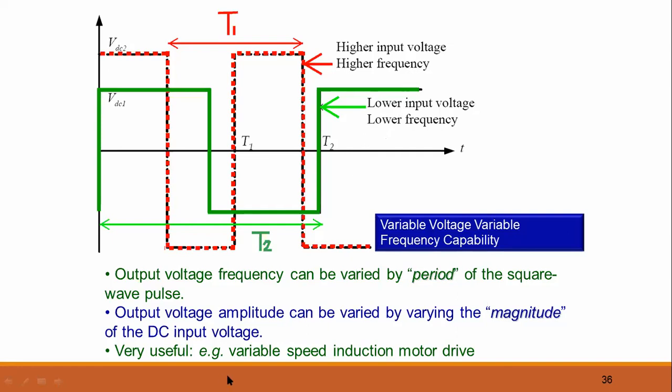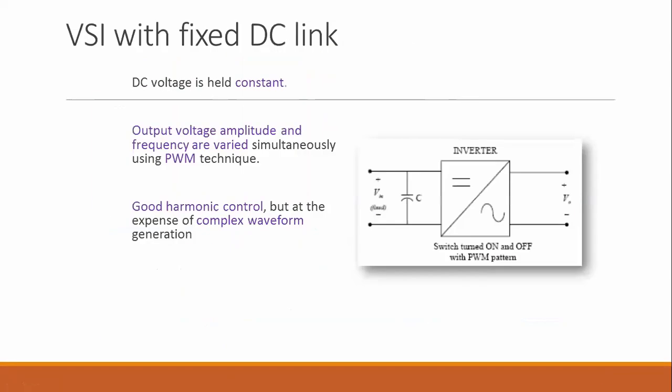So the output frequency can be varied by the period of the square waveform pulse. Output voltage amplitude can be varied by varying the magnitude of the DC input voltage. This is very useful for variable speed induction motor drives. So we can vary the voltage amplitude, and we can vary its frequency also, by changing the magnitude of the DC input voltage.